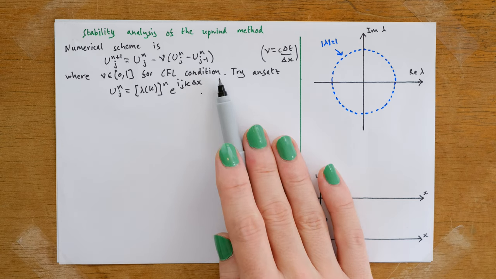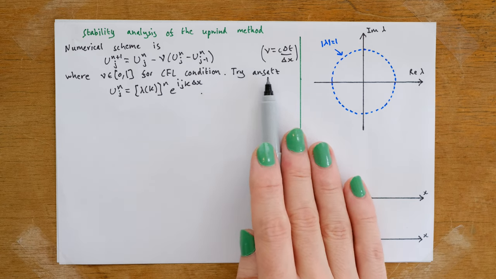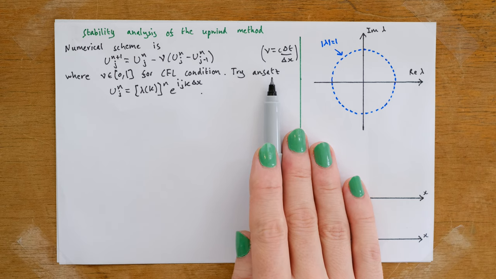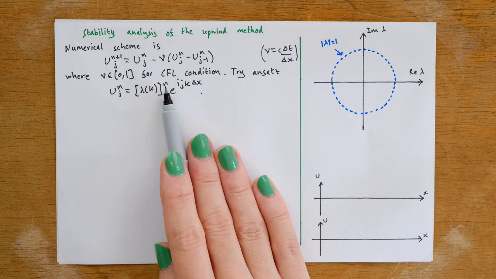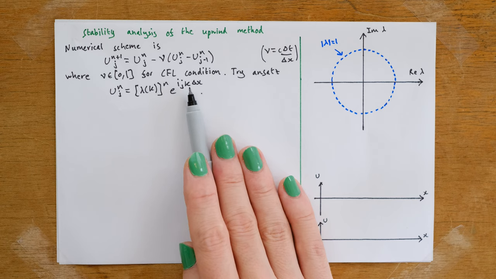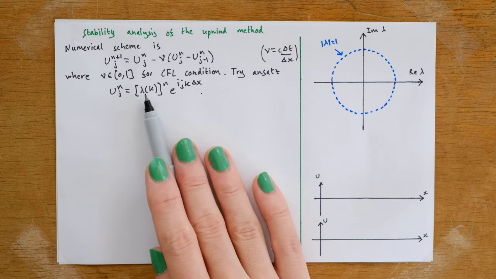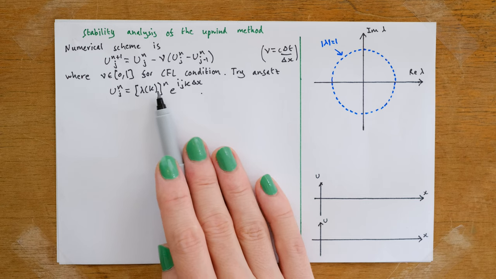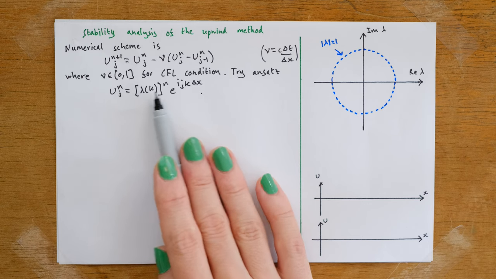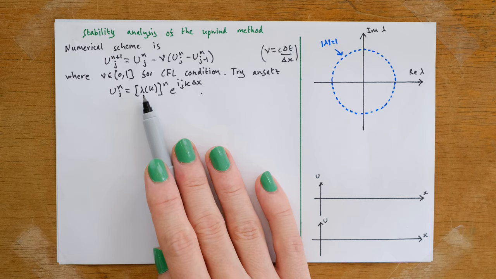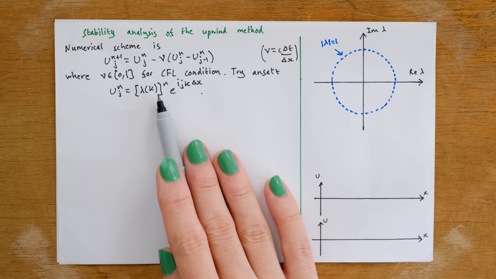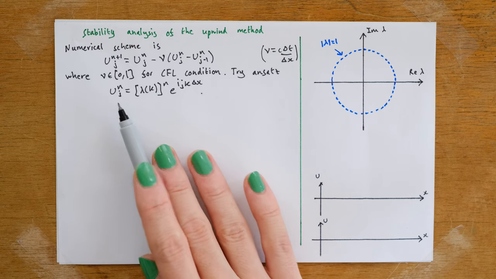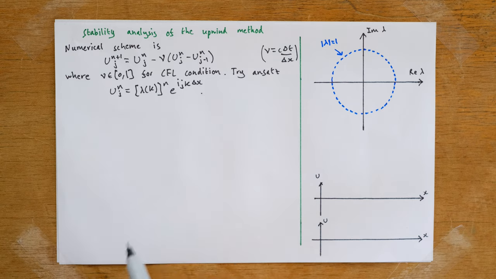So to perform stability analysis, let's try an ansatz that's equal to a single Fourier mode with wave number k. So we'll try the solution u_j^n is equal to lambda(k) to the power of n times e^{ijk delta x}. And here lambda(k) is the amplification factor associated with the wave with wave number k. And for stability, we want that all of the lambda have magnitude less than or equal to 1. So to find the lambda, let's now substitute this form into our numerical scheme.